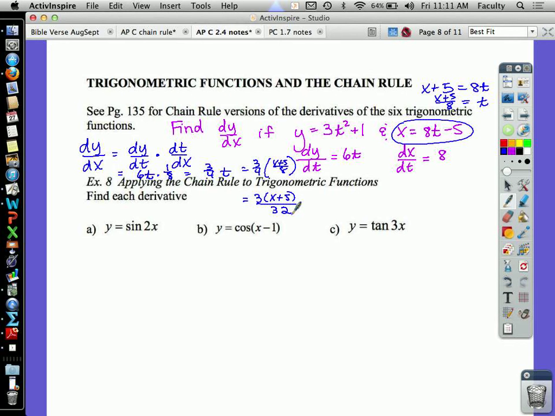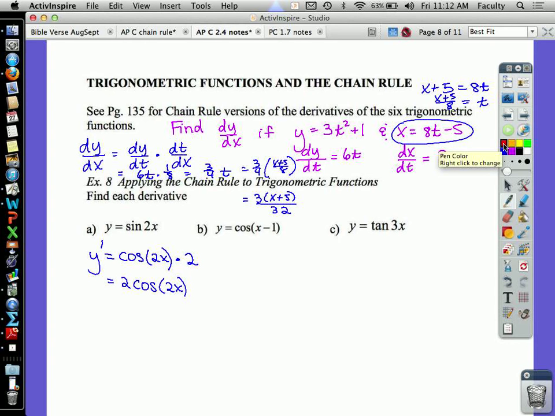Okay, on page 135 are the chain rule versions for the 6 trig functions, but it's really rather simple. Let's look at example 8. If I have y equals the sine of 2x, y prime, the outside function is sine, so I'm going to take the derivative of the outside, leaving the inside alone, times the derivative of the inside. So this is going to be 2 cosine 2x. That is the answer.